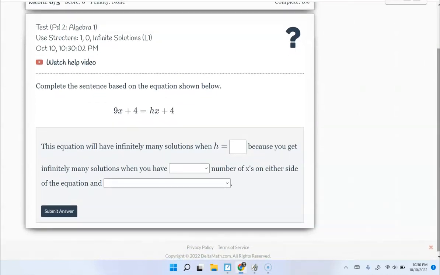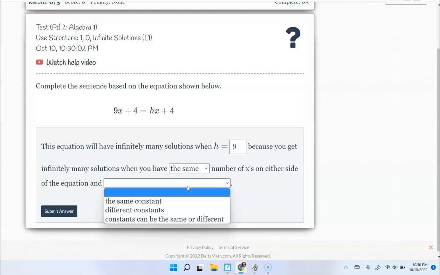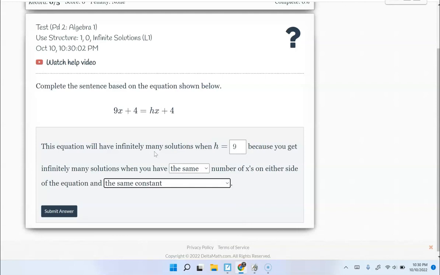All right, we got a different question this time. It says complete the sentence based on the equation shown below. 9x plus 4 equals something x plus 4. And this time they want infinitely many solutions. Well, in order for that to happen, your left and right sides need to be an exact match. So that means that the missing coefficient here has to be a 9. And we want that because when you have the same number of x's on either side and you have the same constants, then you have infinitely many solutions.